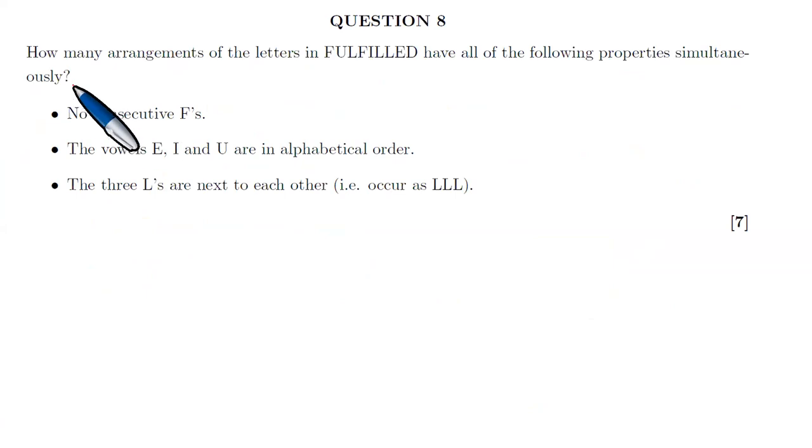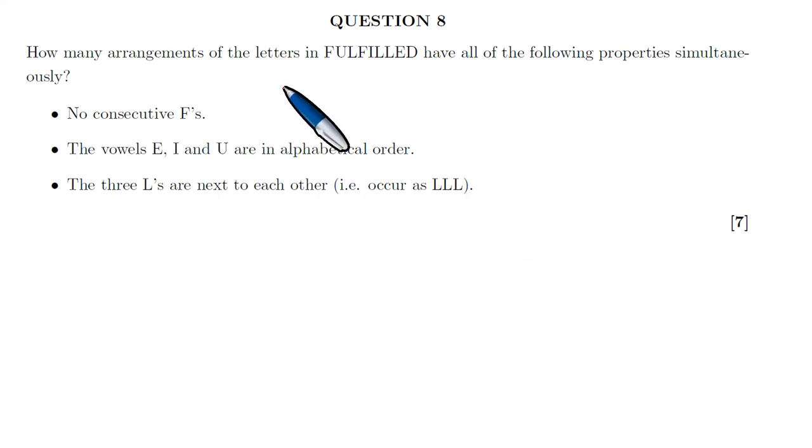Right, fulfilled. All right, so obviously the repetitions here. How many arrangements of the letters in fulfilled have all the following properties simultaneously? Okay, so we are looking at the properties. This is very popular in this module. Now, no consecutive Fs. The vowels E, I and U are in alphabetical order. The three L's are next to each other. That is, they can be grouped like this.